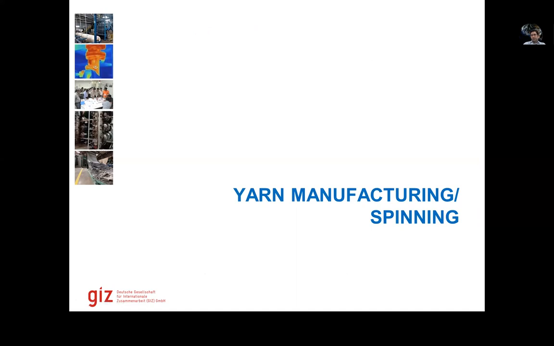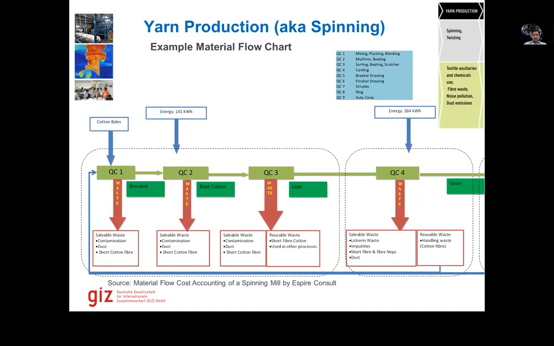So let's start with yarn manufacturing, or what we commonly call spinning. This is one material flow chart, or material energy flow chart, that I developed for a textile yarn company. And you can see that what we did was divide it into different quantity centers. This quantity center concept comes from the concept of material flow cost accounting.